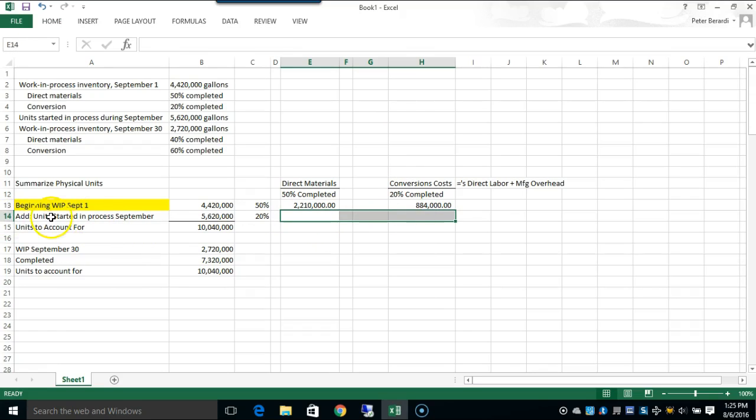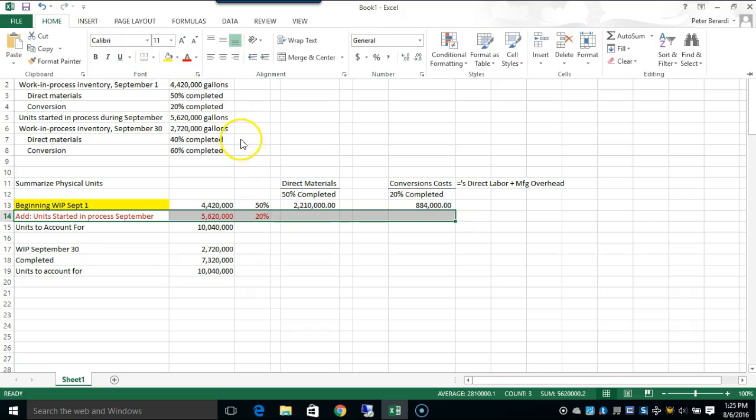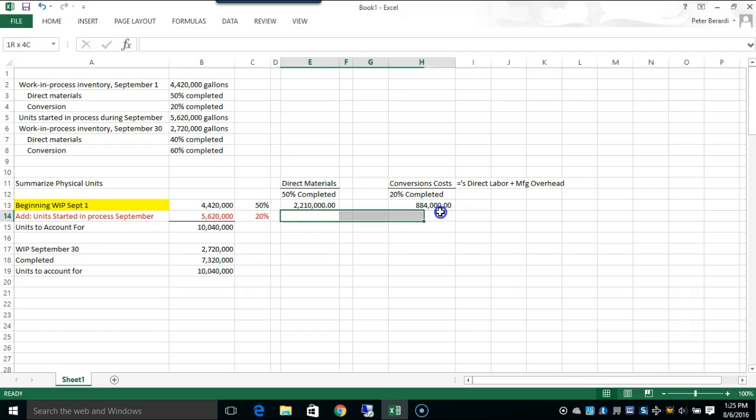This section here, units started, current production, or transferred in, you'll see that also come up, is unknown. We don't know the percent completed for materials and conversion costs because they just simply came in as debits to our WIP account. So we don't know the breakdown of those costs yet. It's just one big pool.